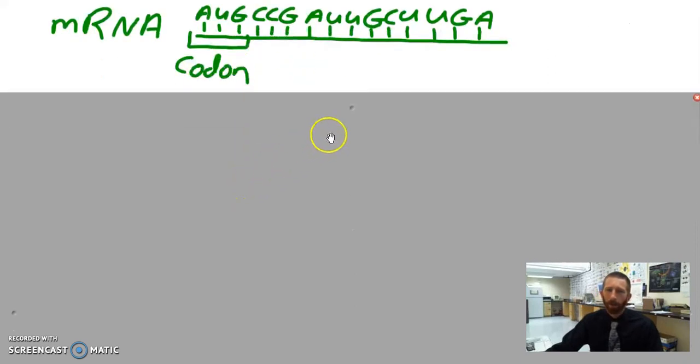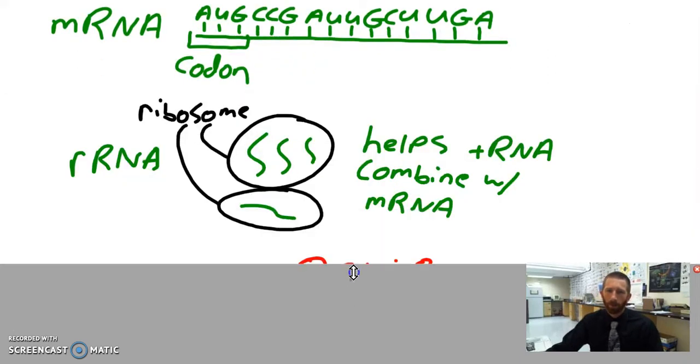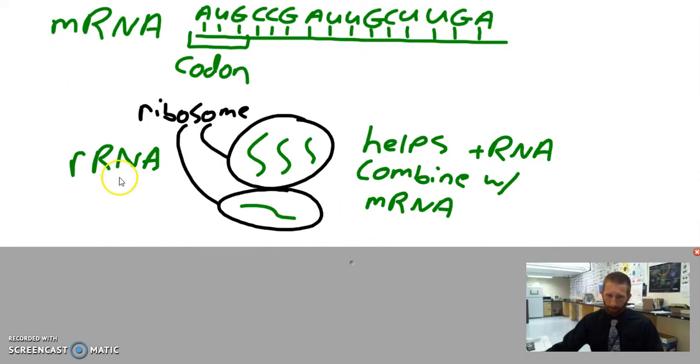So that's mRNA. Next one that we want to talk about is rRNA. rRNA stands for ribosomal RNA, so it has something to do with the ribosome. I drew the ribosome here in black. If you want to use a different color, that might make more sense in your notes.